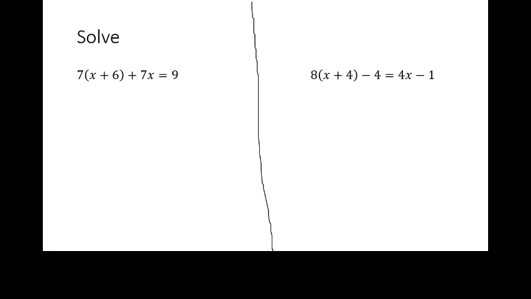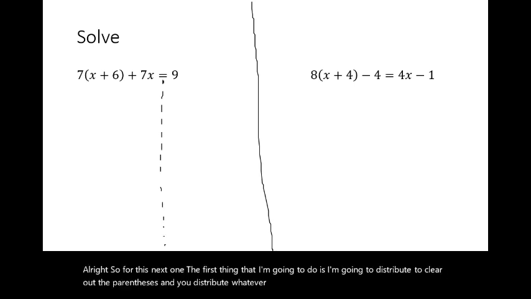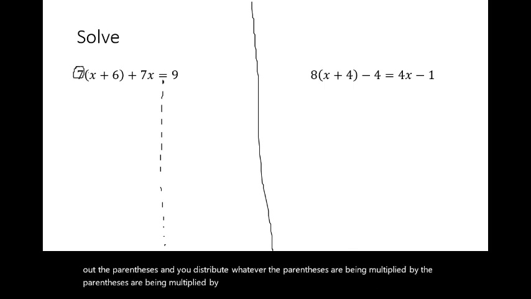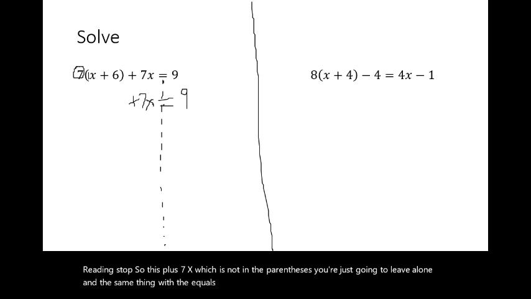All right, so for this next one, the first thing that I'm going to do is distribute to clear out the parentheses, and you distribute whatever the parentheses are being multiplied by. The parentheses are being multiplied by this 7, so I'm going to distribute the 7 to the parentheses. Now, as soon as the parentheses stop, distributing stops. So this plus 7x, which is not in the parentheses, you're just going to leave alone, and the same thing with the equals 9. So let's distribute 7.